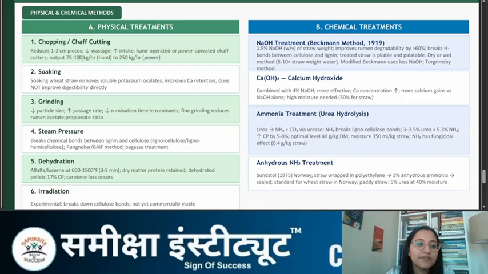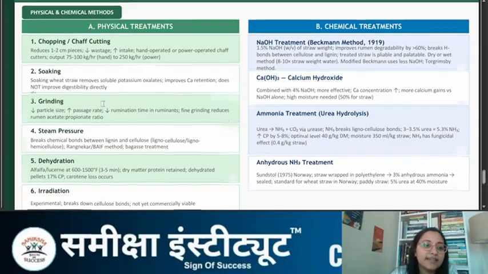So 75 to 100 kg per hour using hand or manual method, or 250 kg per hour using power method. Then soaking of the roughages. Soaking wheat straw removes the soluble potassium oxalates. It improves the calcium retention because oxalates level will reduce, but it does not improve digestibility directly.